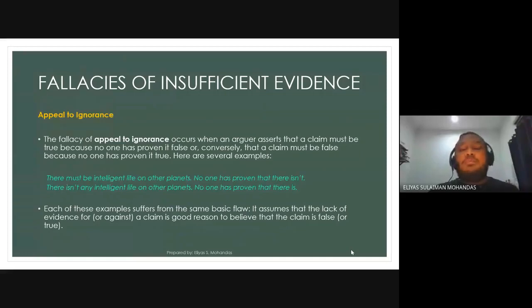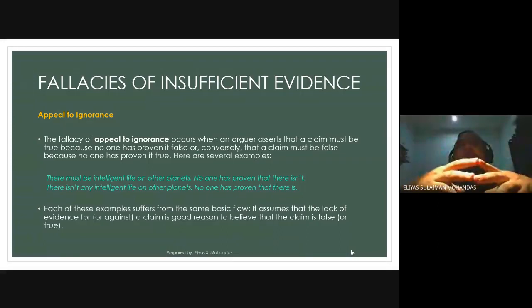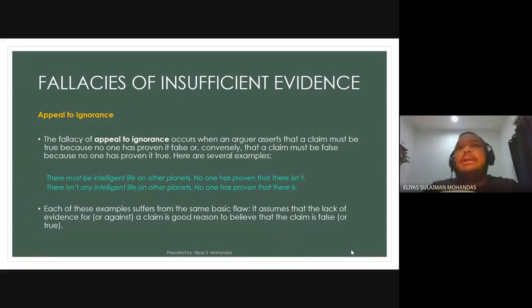Or no one has proven a claim false, so it must be true because no one has proven it false. So let's say in the concept of the house is haunted, you can say that that house is haunted, and you ask why do you think that the house is haunted? Everyone is saying it. Or maybe because no one has claimed that the house is not haunted.